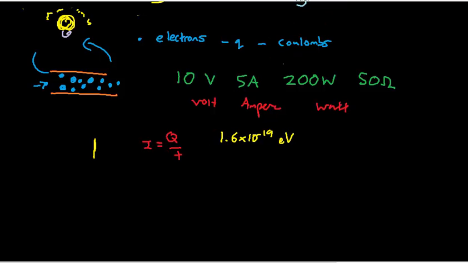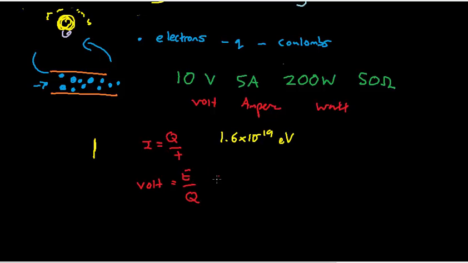Now let's look at the volt. In fact, the volt is really a measure of the work done per unit charge. We'll say E over Q.